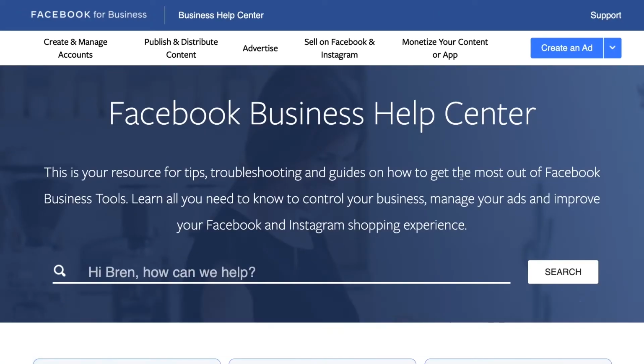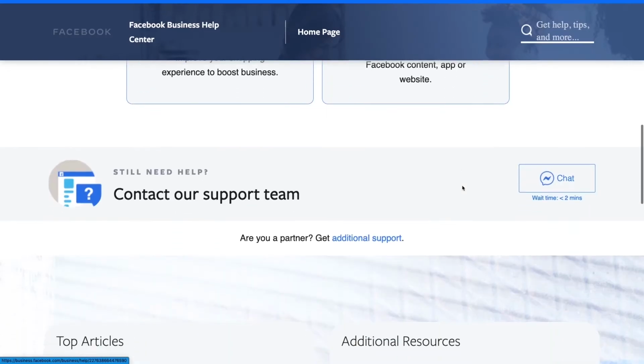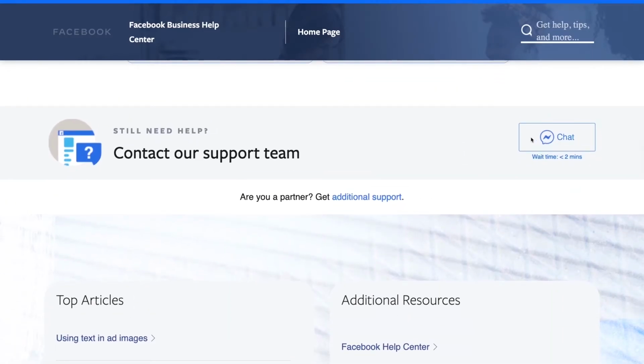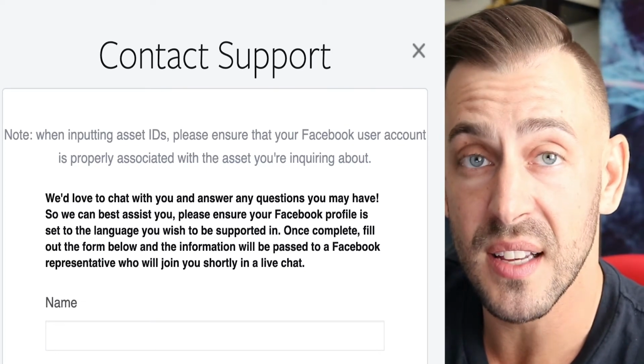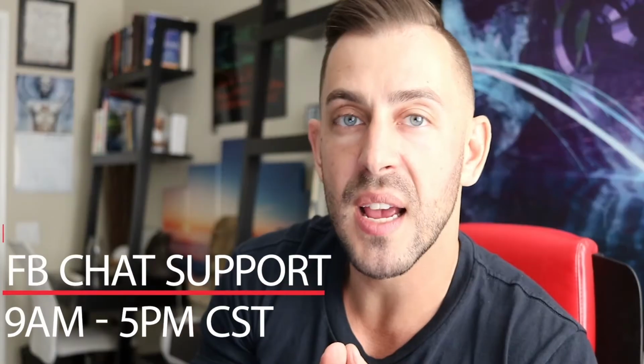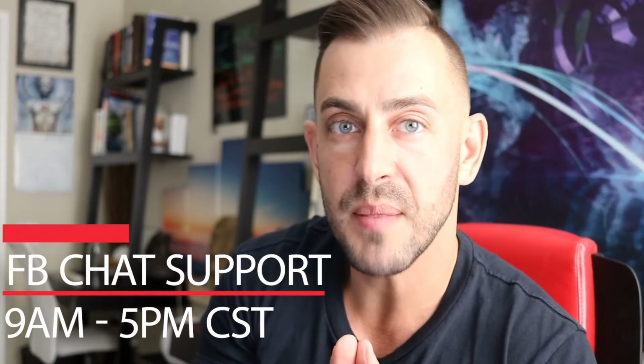Once you do, scroll down and look for this section that says, "Still need help? Contact our support team here." Now some accounts will have access to this and some won't. So just pray to the Facebook gods that you do, and note that chat is usually only available 9 a.m. to 5 p.m. Central Standard Time. Once you're able to get in there and talk to a chat support representative, just tell them you're requesting a status update.